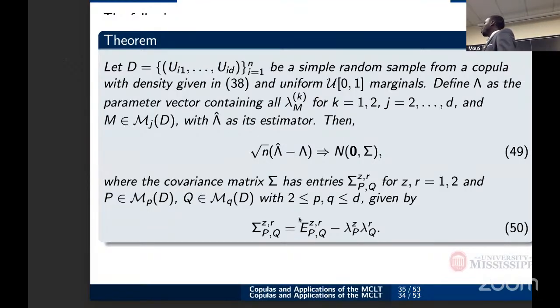And with lambda hat as the estimator of that parameter, we have the central limit theorem in equation 49, which describes the asymptotic distribution of this estimate. And the components of the matrix sigma are given by equation 50. I let you read the details for that. We recall that MP of D is the set of subsets of D of cardinality P, and that's what we use to find these components of the matrix.